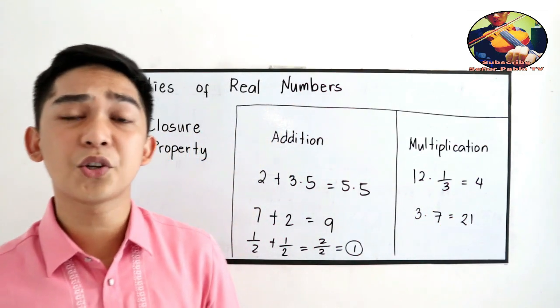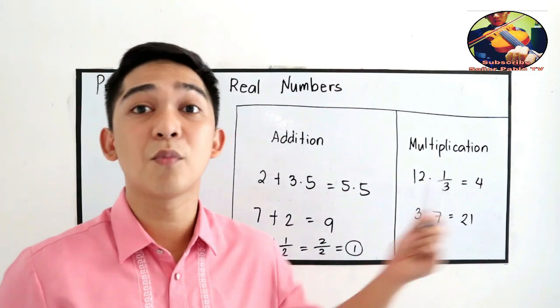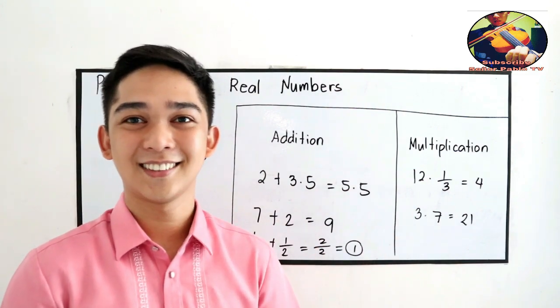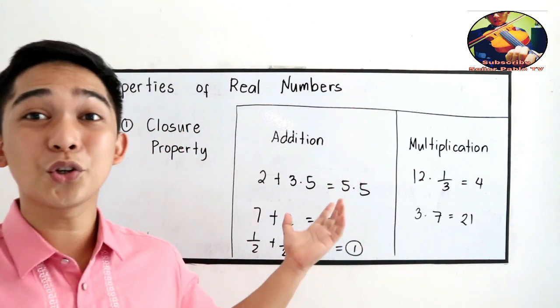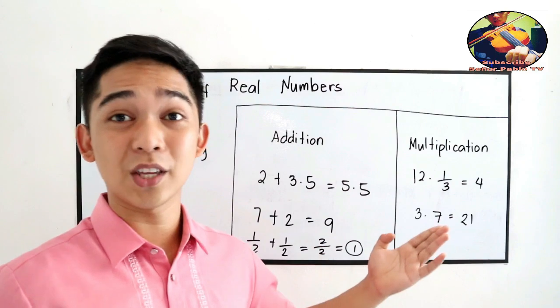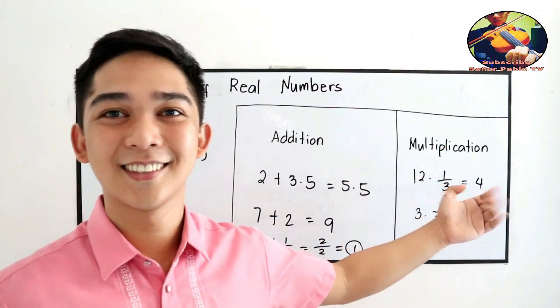Or simply, the closure property is just the addition and the multiplication. You're just going to simplify. That is called the closure property of addition or closure property of multiplication.